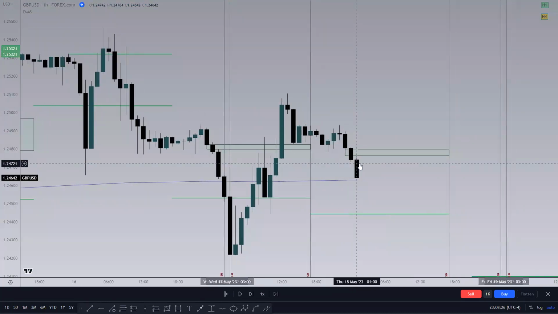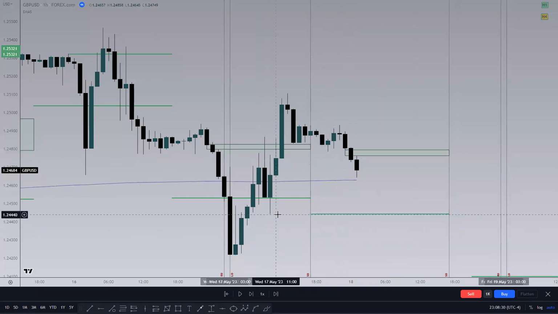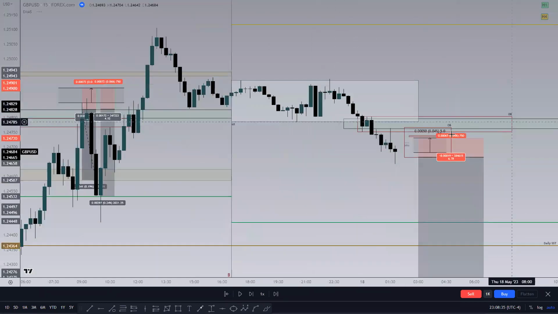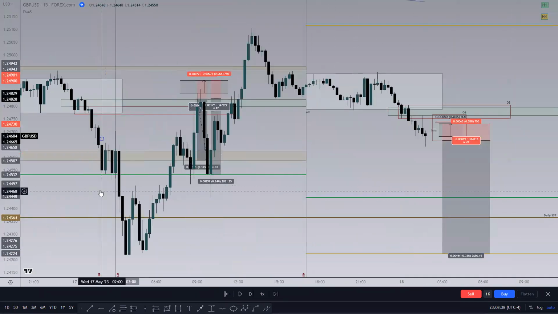So just going to forward play this. You can see the next draw on 1 hour buy side is this imbalance. Next draw on 1 hour sell side is this swing low down here. Now, if we go down to the 15 minute time frame, just before the London Open, right? So just going to drag these lines upwards.